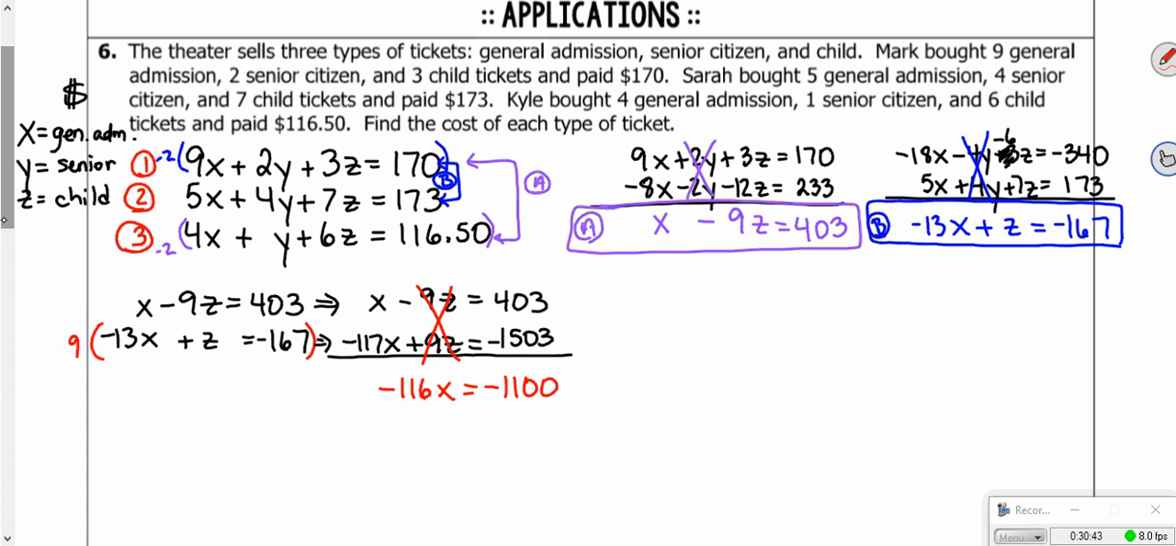403 minus 1503 gives me that, divided by... did I screw up somewhere? I'm not supposed to get a decimal. So let me go back and see where I messed up. Obviously, teachers screw up too. Top one, let's see if I screwed up that. -4, -6, 340.